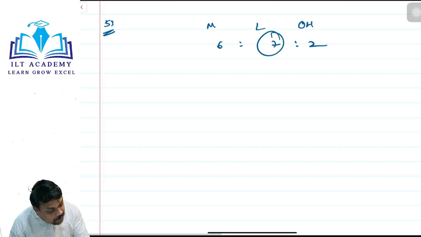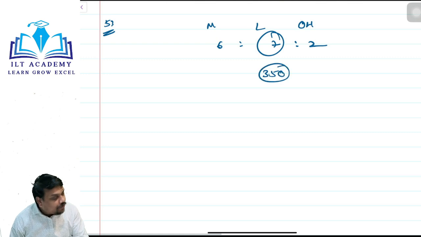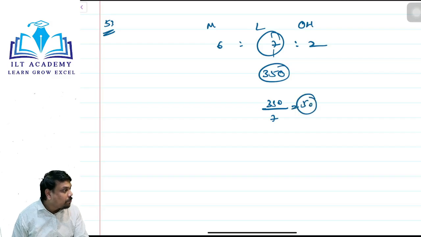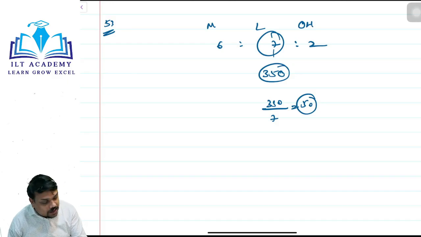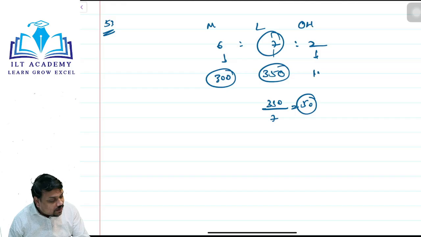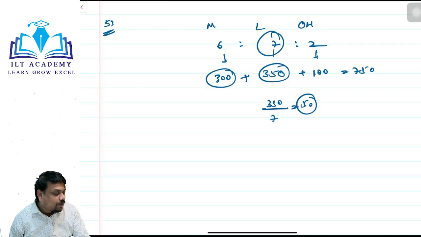And they have given the labor price, how much? 350. So divide these two. 350 by 7 will be 50. So one part value is 50. So what is the value of 6 parts? 300. What is the value of 2 parts? 100. So total cost is how much? 750. So this is your cost of production.